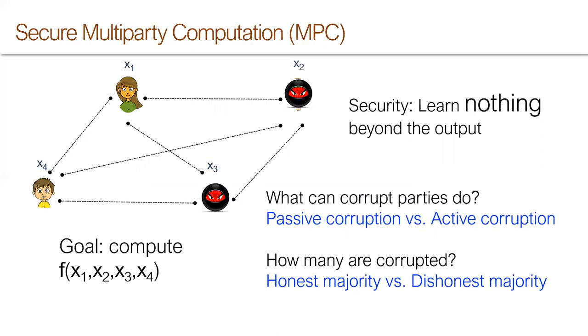Another aspect of defining security is the number of corrupted parties. In the honest majority setting, the adversary may corrupt less than half of the parties. Whereas in the dishonest majority setting, all parties but one may be corrupted. Working in this model has the advantage that a party does not need to trust anyone but itself. In this talk, I will be focusing on the most challenging setting, that is the active dishonest majority setting.